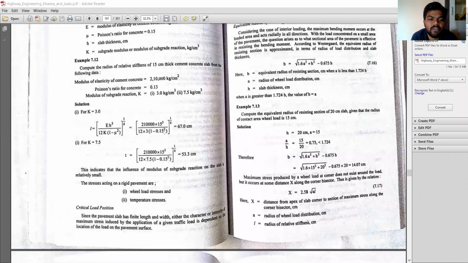Okay. Next, going to the second condition, when subgrade reaction is 7.5 kg per centimeter cube, applying the same formula, that is L is equal to 2.1 into 10 raised to 5 into 15 centimeter of thickness, that is H, divided by 12 into K value, which is 7.5 here, into 1 minus mu square, whole bracket raised to 1 by 4, we will get 53.3 centimeter. Yes, this is how we can calculate the radius of relative stiffness. The first condition gives 67 centimeter, the second condition 53.3 centimeter.